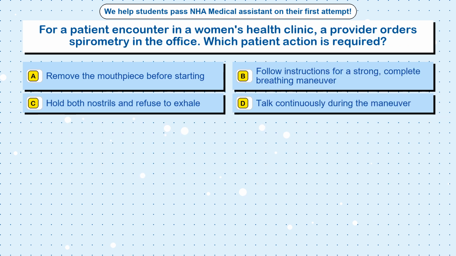Question 64. For a patient encounter in a women's health clinic, a provider orders spirometry in the office. Which patient action is required? Option A, remove the mouthpiece before starting. Option B, follow instructions for a strong, complete breathing maneuver. Option C, hold both nostrils and refuse to exhale. Option D, talk continuously during the maneuver.